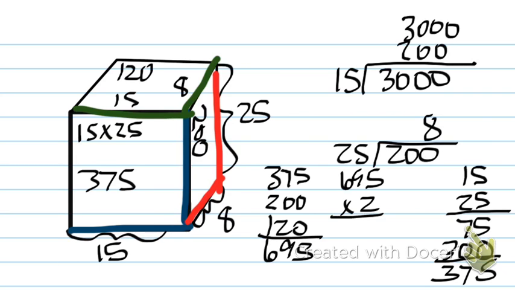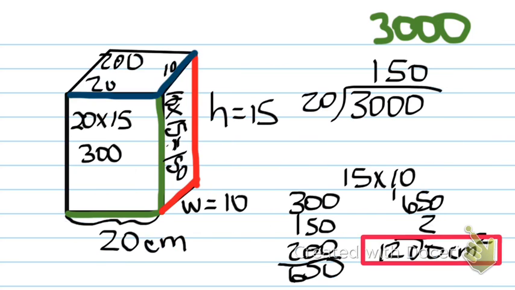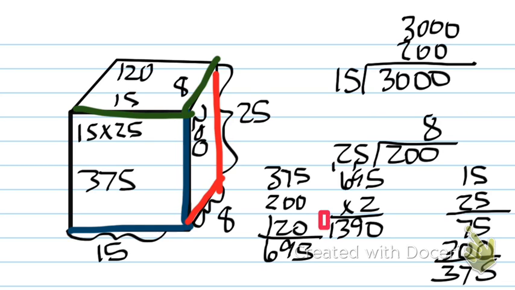695 times 2 will give me the total area for my box. So that's going to be 10, 19, carry my 1, 1,390. Now my previous area was 1,200, so 1,390 centimeters squared is not better than the first one. So again, you need to do 3 separate designs for your own box and choose the one with the best or lowest surface area. That's going to be your most efficient design for your box.